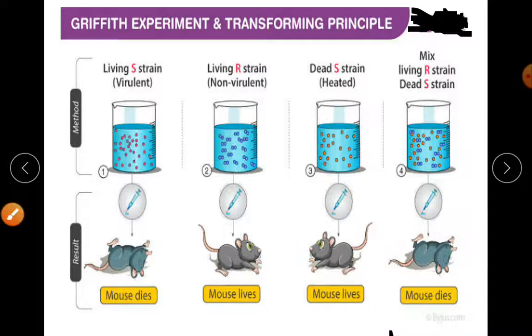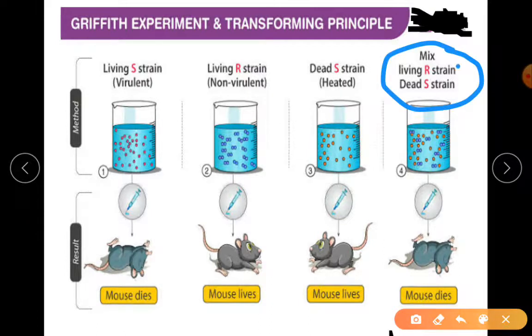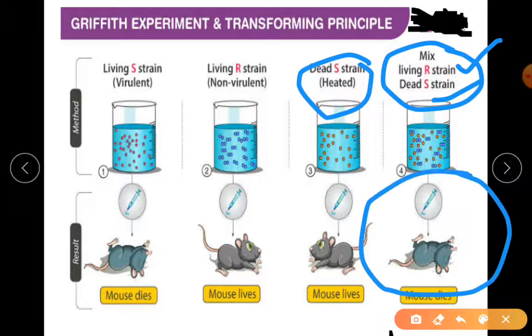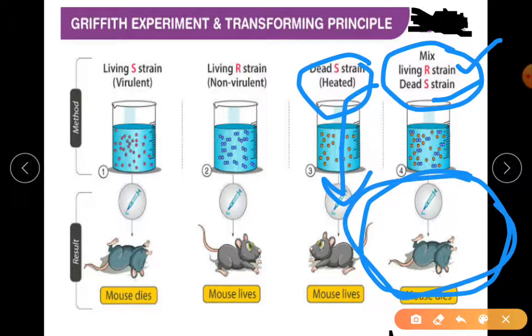But he did a little more mixing. And what did he mix? A living R strain was mixed with the heated S strain. When you heat the S strain, they are dead. But if you observe the result, something has been transformed. In this fourth case, live R strain which was safe and dead S strain which was also safe were mixed, and the result was death. The mice suffered from pneumonia.